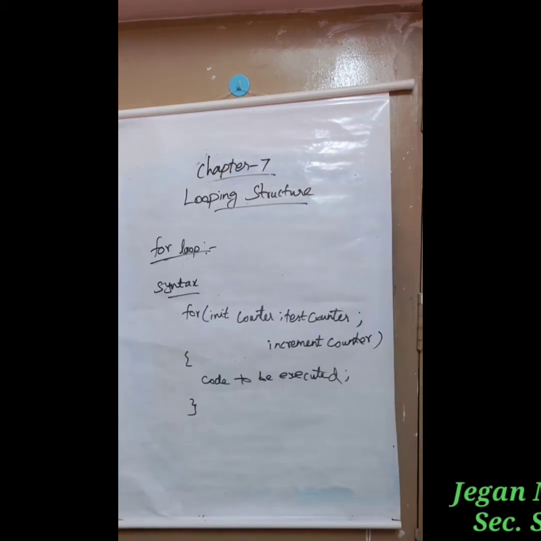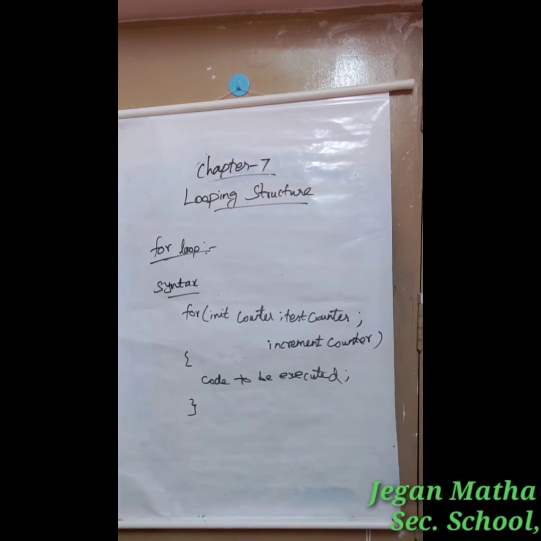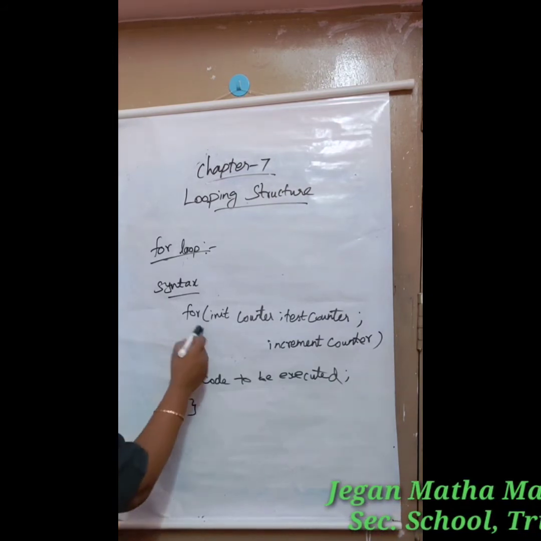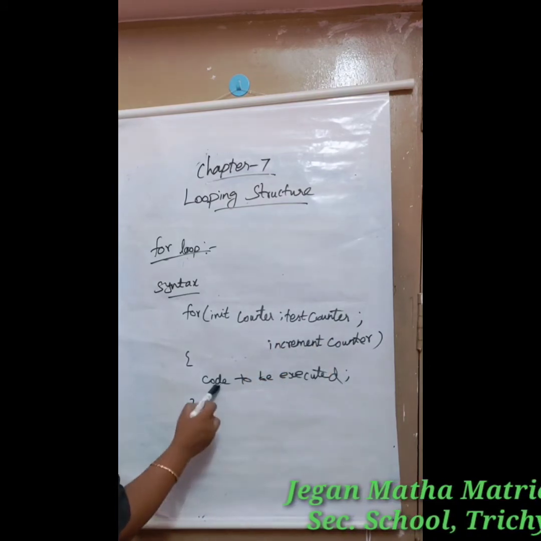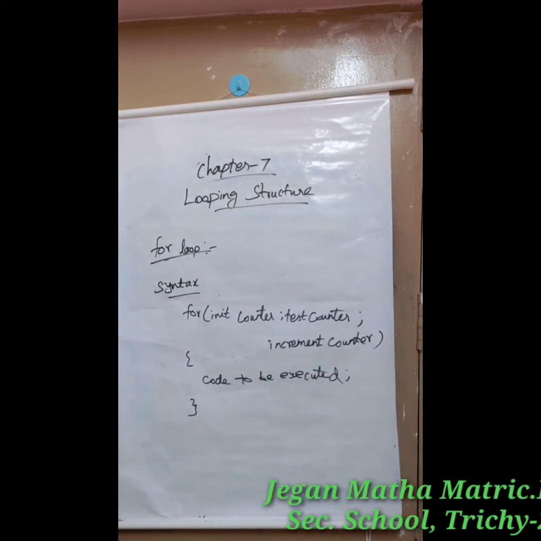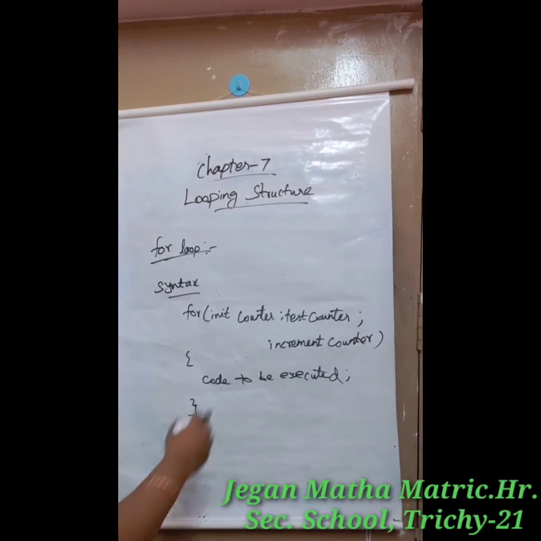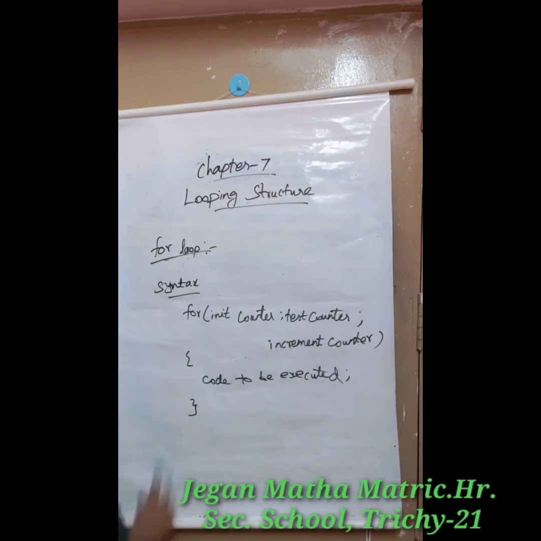The first one is the for loop. The for loop is used when you know how many times you want to execute a statement or a block of statements. This is the syntax of the for statement: for (initial counter; test counter; increment counter) followed by the code to be executed. Here we use three parameters: initial counter, test counter, and increment counter.